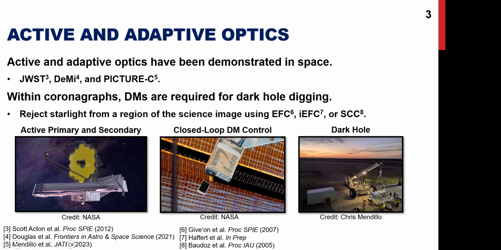And within coronagraphs, and specifically to point out DEMI, you need a deformable mirror to do what we call dark hole digging, which is where we end up rejecting starlight from a region of the science image using some closed loop control algorithm. It doesn't really matter. Specifically, DEMI was the first project that actually demoed a working deformable mirror in space.